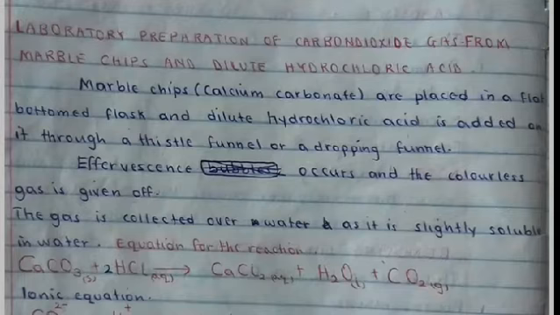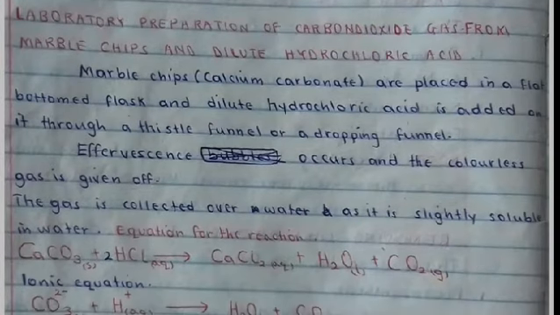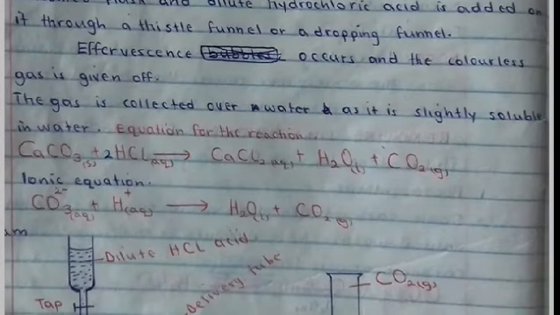So now when you are preparing carbon dioxide gas, we get marble chips, the one called calcium carbonate. The chemical name is calcium carbonate, then marble chips is the trade name. Calcium carbonate is placed in a flat bottomed flask and dilute hydrochloric acid is added through a thistle or dropping funnel. From there, there will be an effervescence of a colorless gas that will be given off, and that gas is collected over water because it is slightly soluble in water.